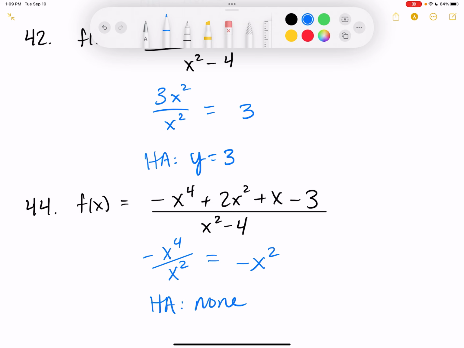I was just confused by the first one because there was nothing on the bottom. And remember, if it's bigger on the bottom, it's 0. y equals 0.